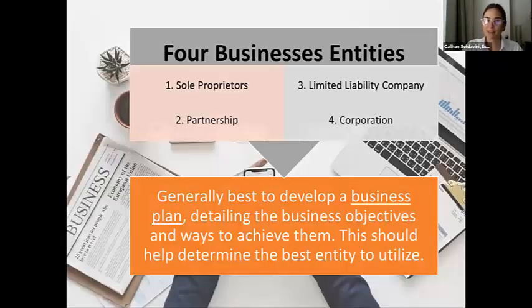The 4 business entities we'll discuss are, on the one hand, sole proprietorships and partnerships. These are things you don't need to register with the state. And on the other hand, limited liability companies and corporations, which you do have to register with the state, but which give you a lot of liability protection and other benefits.